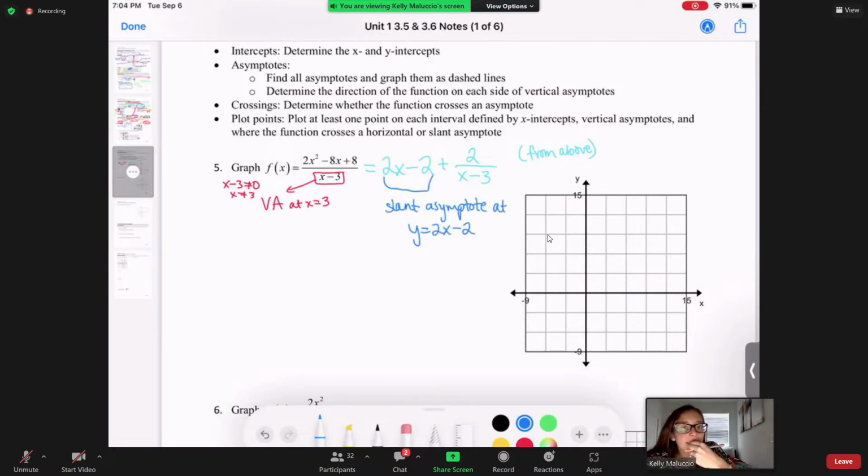And then let's get the intercepts. Let's divide these a little bit. So we'll do intercepts.